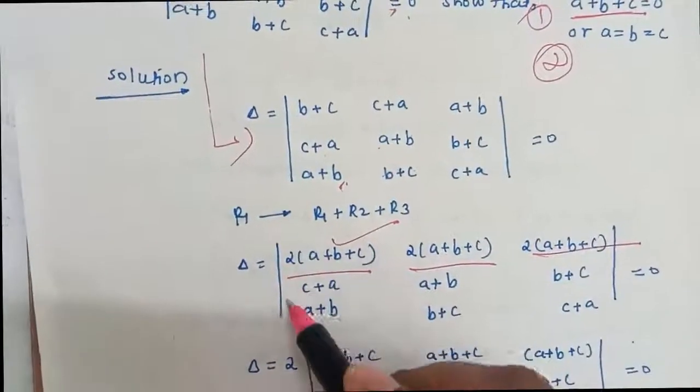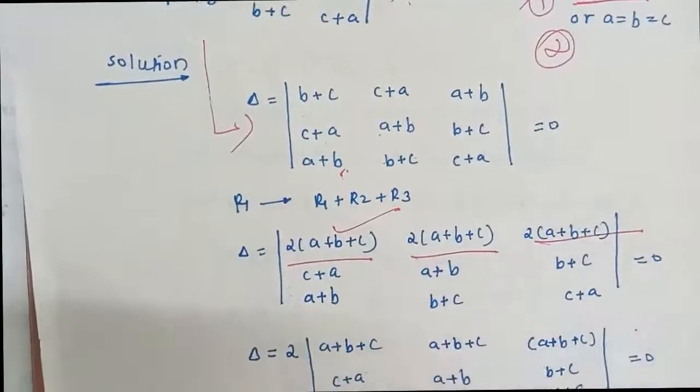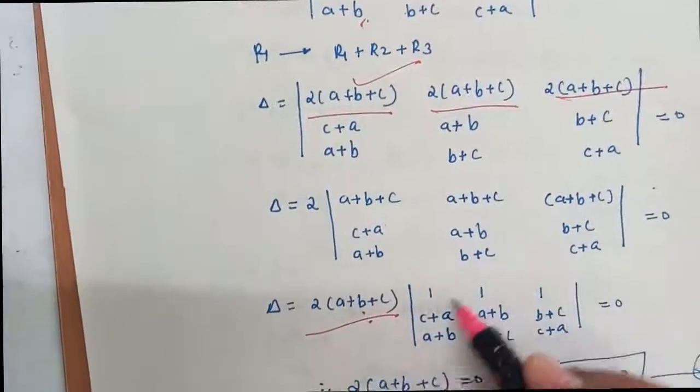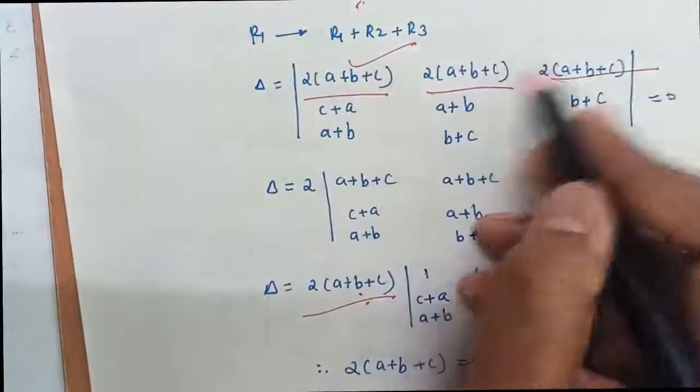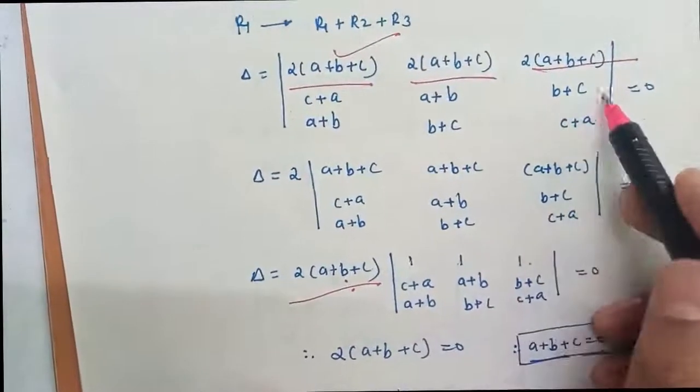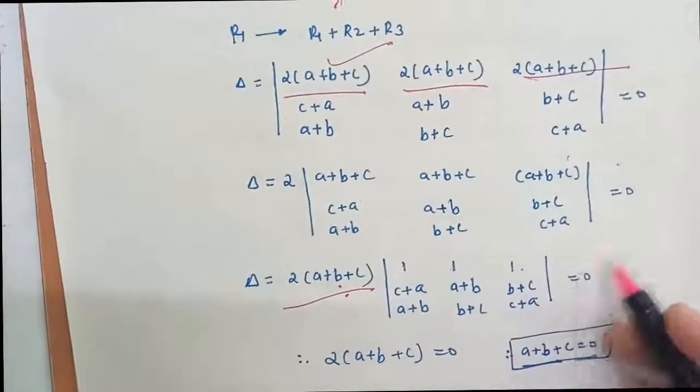Now next, take the common, this is out. So after taking 2 a plus b plus c out, it will become 1 1 1 here, because I took this completely common. So c plus a plus b as it is, a plus b plus c as it is, b plus c plus a as it is, equal to 0 given.